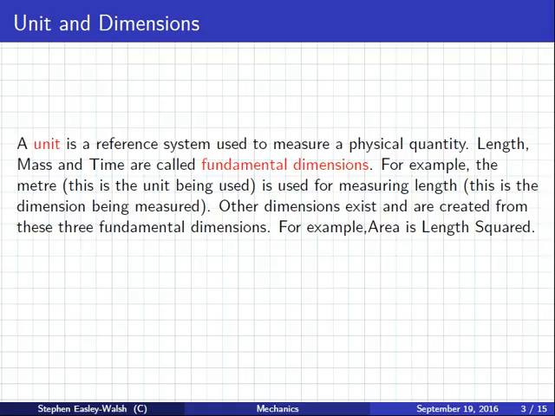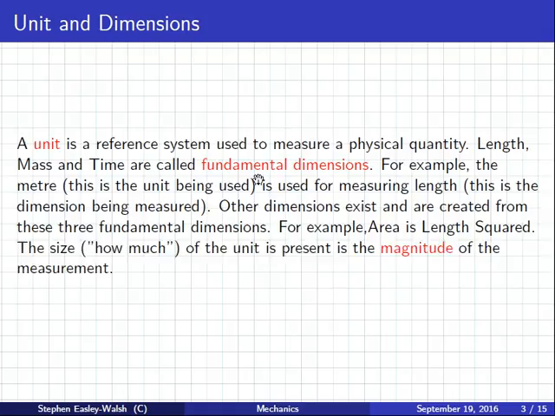Why do you think these ones are called fundamental dimensions? What do you think the reason might be? Any ideas? They're the base of... Yeah, like they're the base. Length, mass, and time, they're the basic ones.